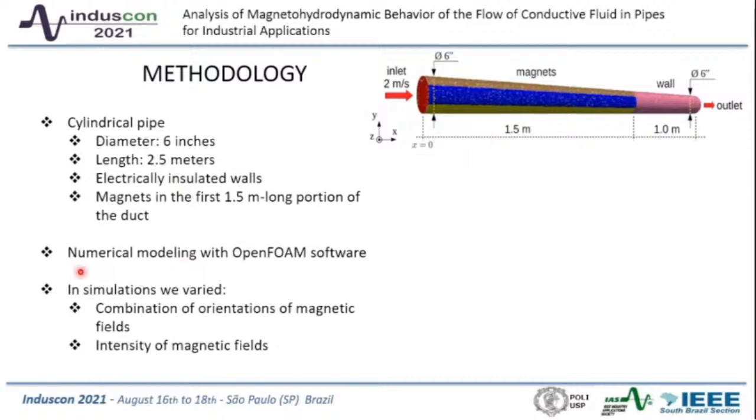This geometry was numerically modeled with OpenFOAM software, which solves the MHD equations using the finite volume method. In those simulations, we varied the combination of orientations of magnetic fields and the intensity of magnetic fields. For each intensity of magnetic field, there is a different value of a parameter called Hartmann number.